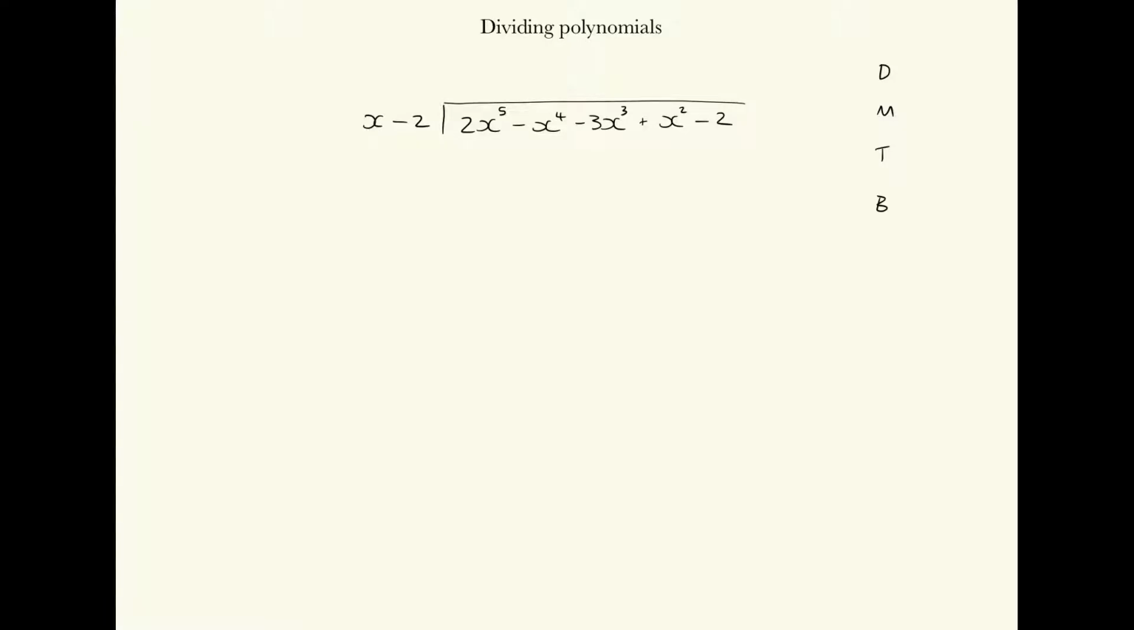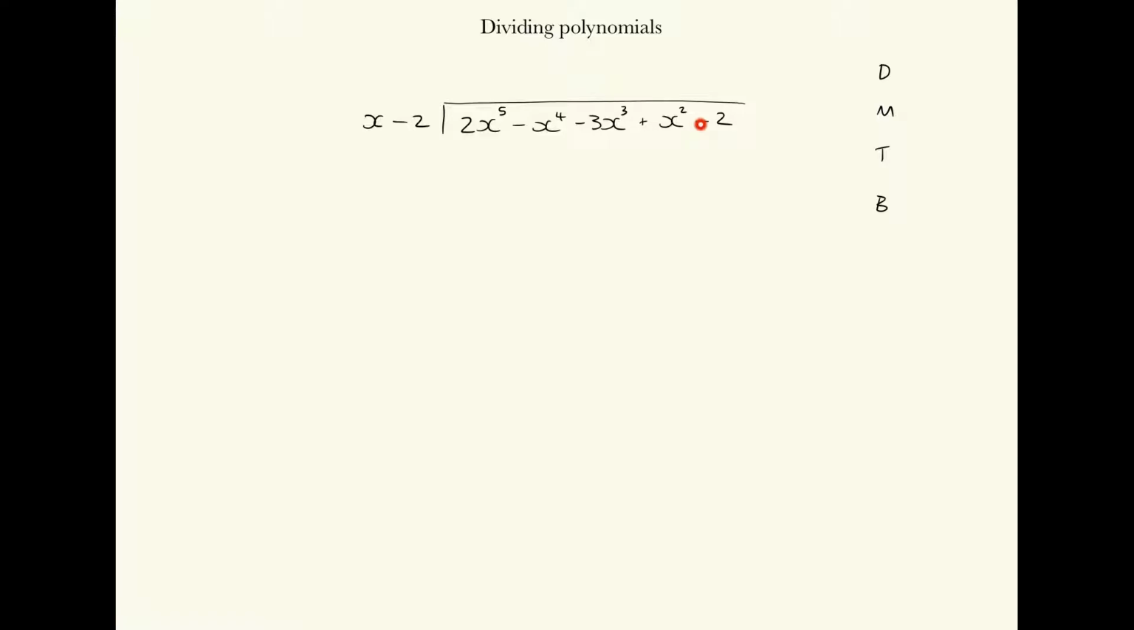Okay, here we have another example of dividing polynomials. I'll go through another one here. Notice that when we read the question out, we'll notice a bit of a gap in the powers here. So if we read it out, 2x to the power of 5 minus x to the power of 4 minus 3x to the power of 3 plus x squared.